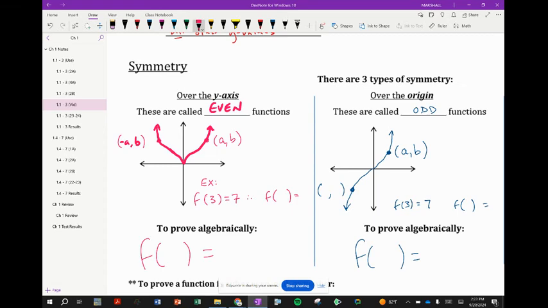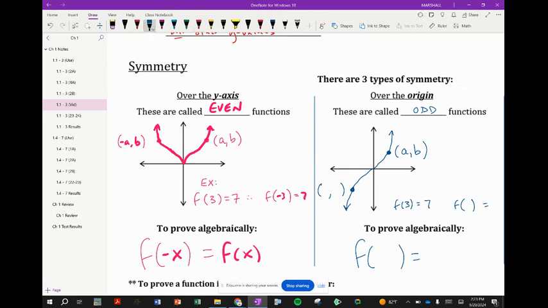Numerically, I'll throw out an example here. If I told you that f of 3 equaled 7 with an even function, we would know that f of negative 3 would also equal 7. We're going to prove that a function is even or odd in its symmetry algebraically by finding f of negative x, and we'll do an example of that below. But to prove a function is even algebraically, we're going to put negative x into the function and verify that it equals the original function.